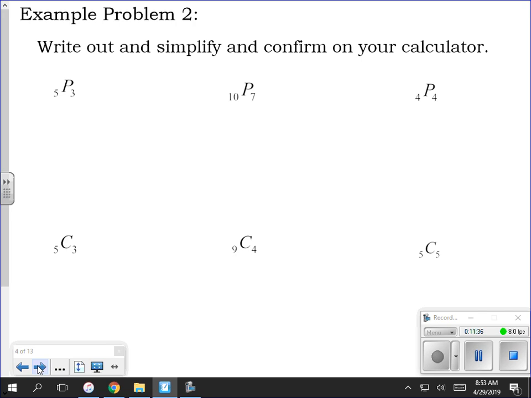Okay. So, permutations. The number of things I have divided by the number of things I have minus the number of things I'm choosing. Factorials. So this would be 5 factorial over 5 minus 3 factorial. Now, which reduces to 5 factorial divided by 2 factorial. You can do that. But use the permutation key on your calculators.